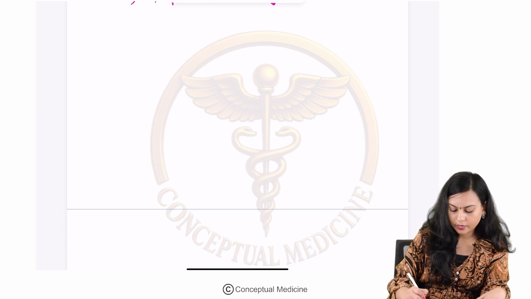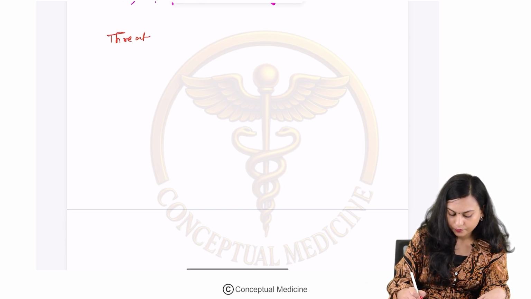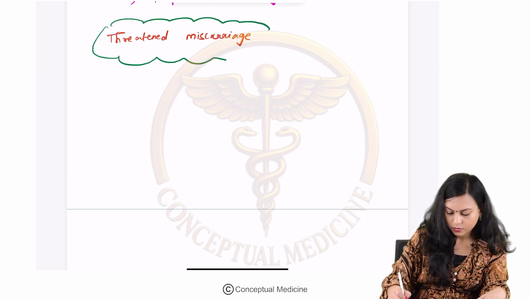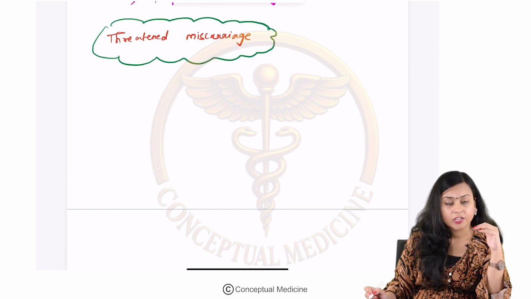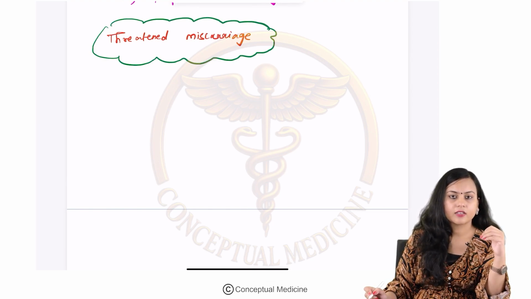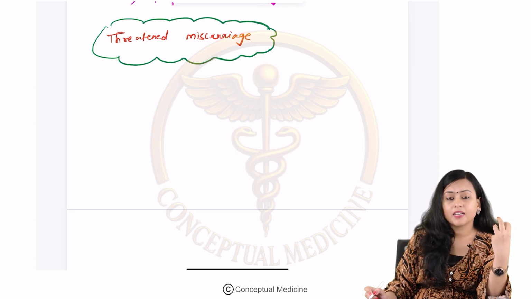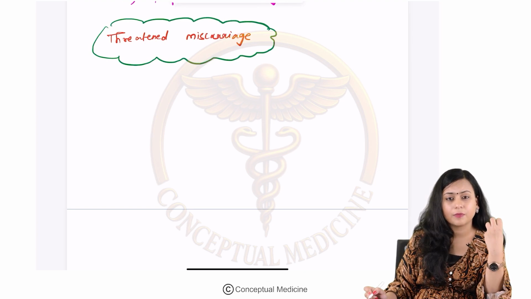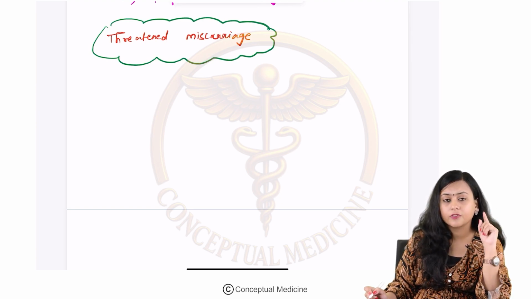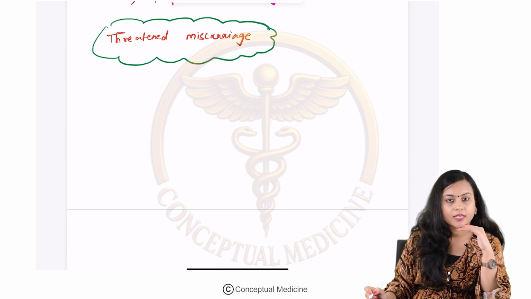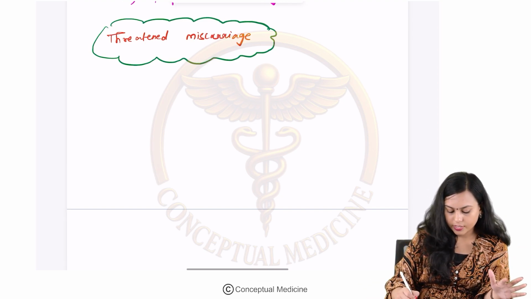First one is threatened miscarriage. Threatened miscarriage is a miscarriage in which there is a threat of pregnancy loss. Actually there is no pregnancy loss, but it is being threatened. The baby just threatens that it is going to come out, and it will be shown by bleeding coming through the cervical os. Otherwise, nothing happens, right?